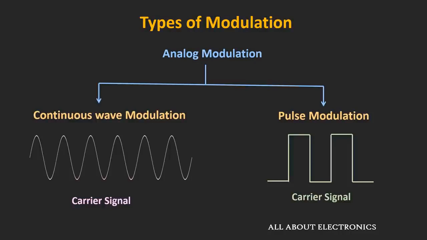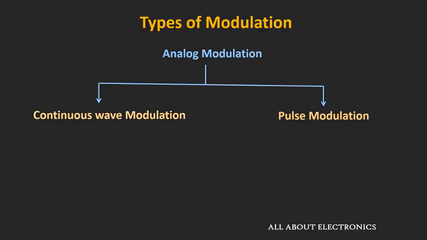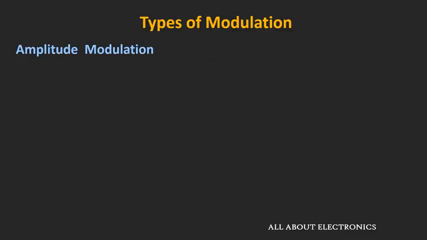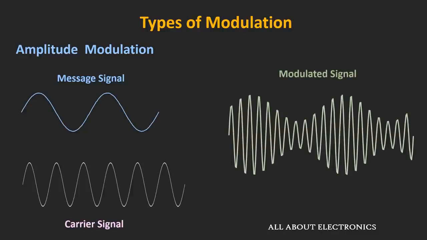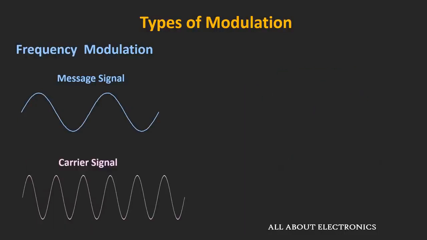And first of all, let us see the different types of continuous wave modulation. Mainly there are three types of modulation: amplitude modulation, frequency modulation and phase modulation. In amplitude modulation, the amplitude of the carrier wave changes according to the message signal. If this is the message signal and the high frequency signal is the carrier signal, then the amplitude modulated wave would look like this.